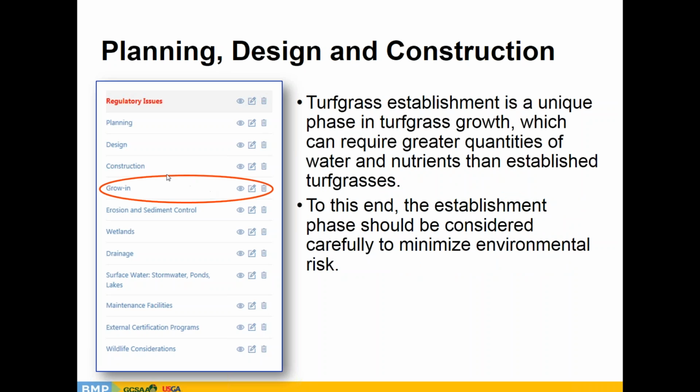I'll just highlight one particular category, for example, grow-in. And so here's a couple driving principles. Turfgrass establishment is a unique phase in turfgrass growth, requires greater quantities of water and nutrients, and consequently there is the potential for an elevated level of risk in the grow-in. And so it's important to make sure that BMPs are adhered to during this planning, design, and construction phase.